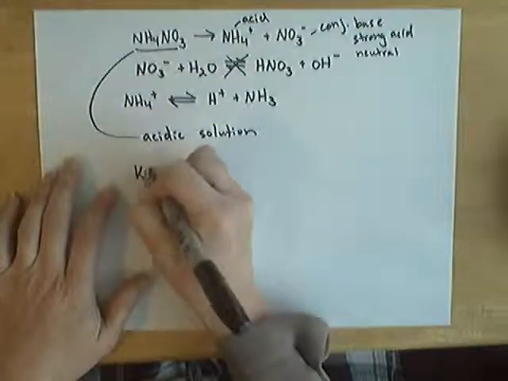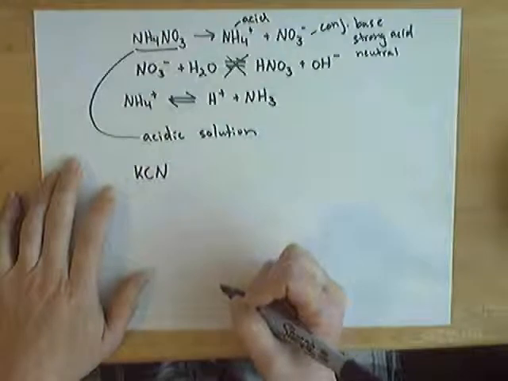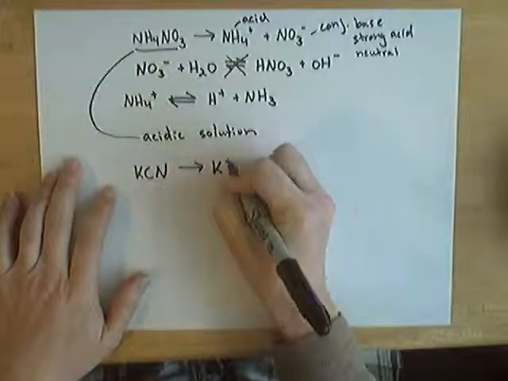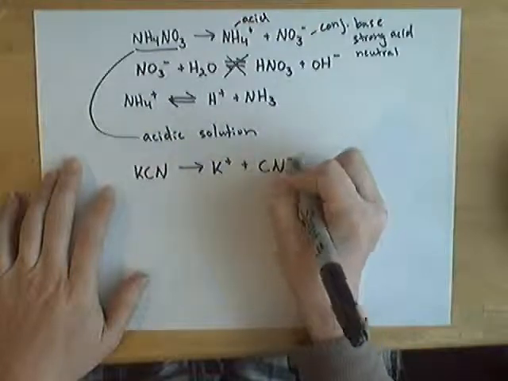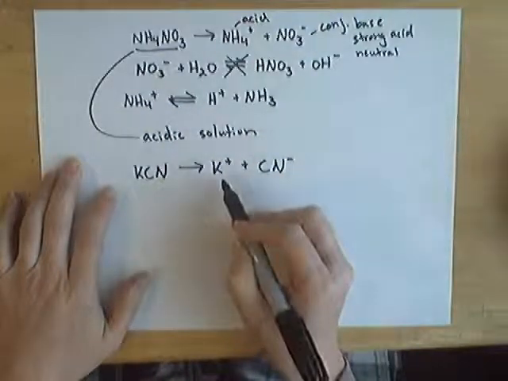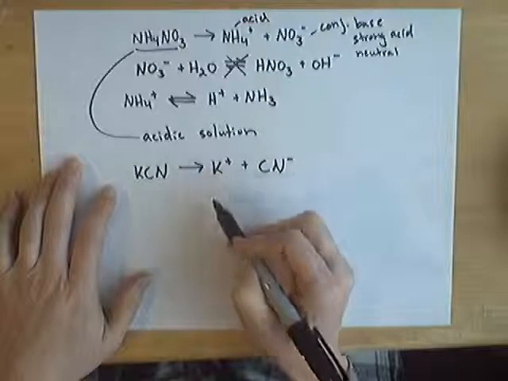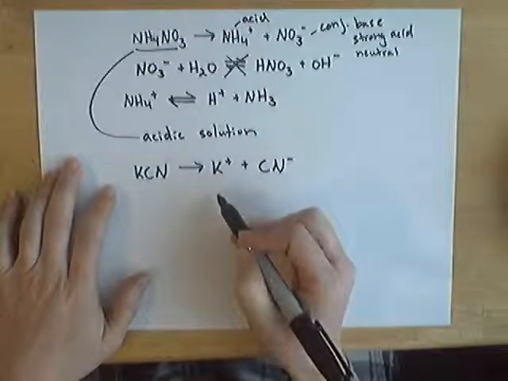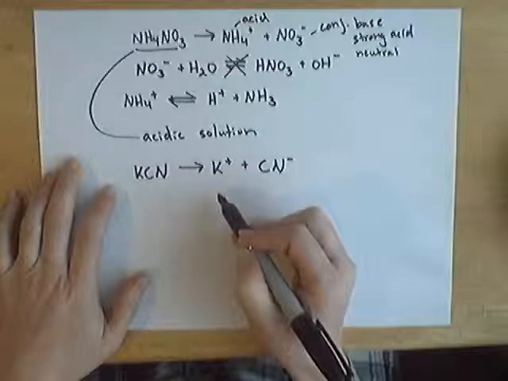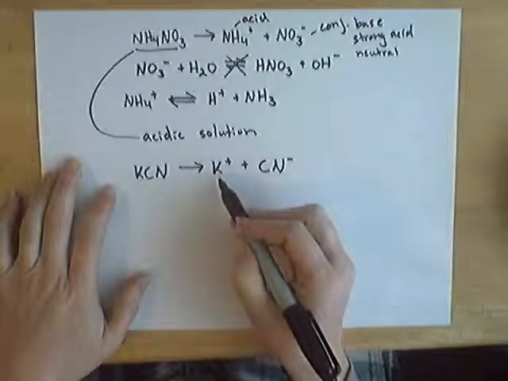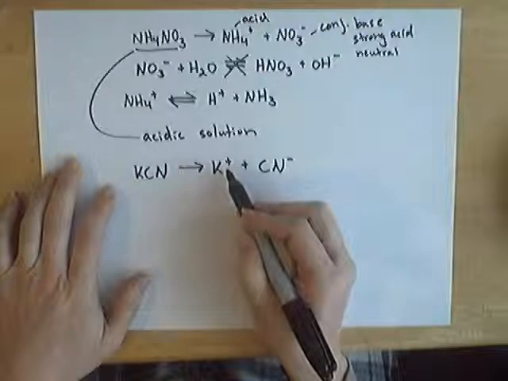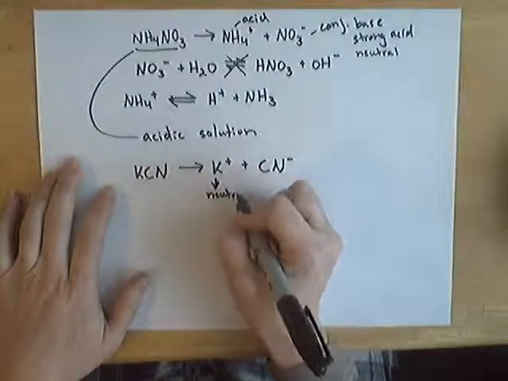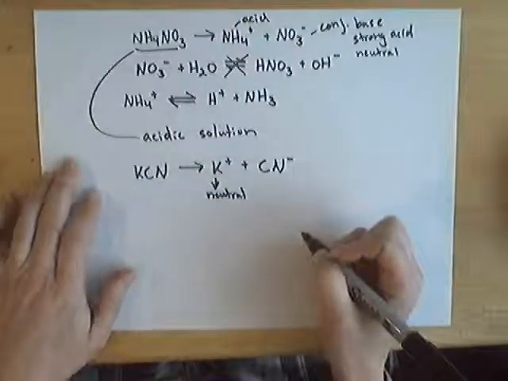Here's my next example, KCN. All potassium salts are soluble, so when this dissolves in water, you get potassium and you get cyanide. Potassium has a 1+ charge. I told you on some earlier slides that small, highly charged cations can act as acids. However, potassium is really not that small, and it's not highly charged. So this doesn't have any acid-base properties. The potassium ion is neutral.